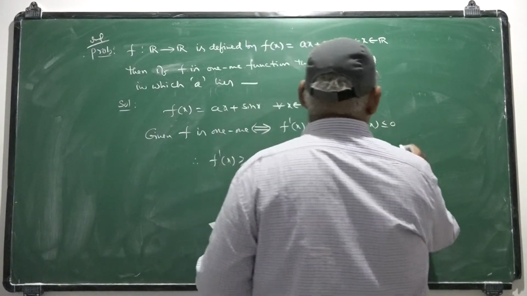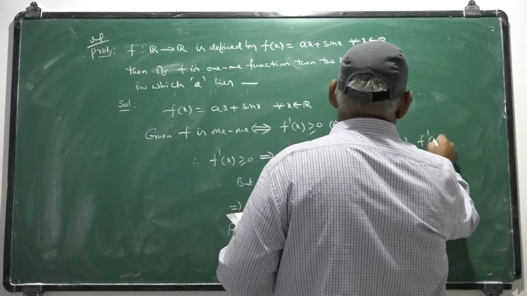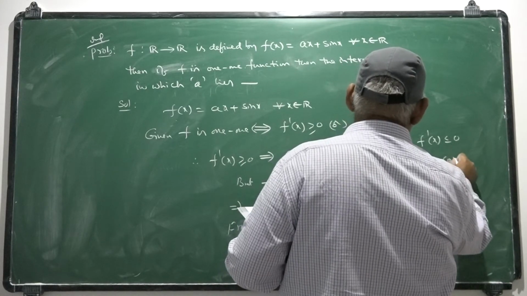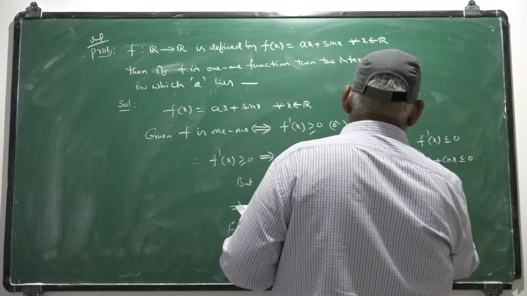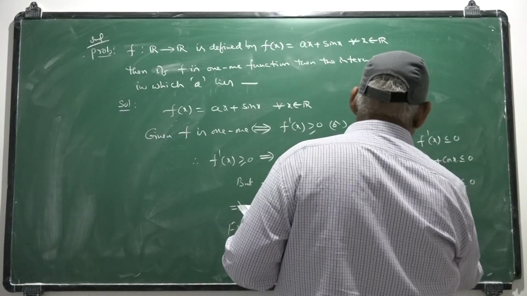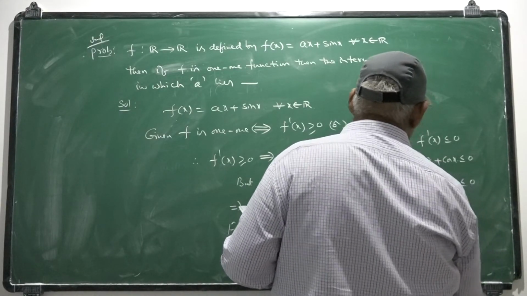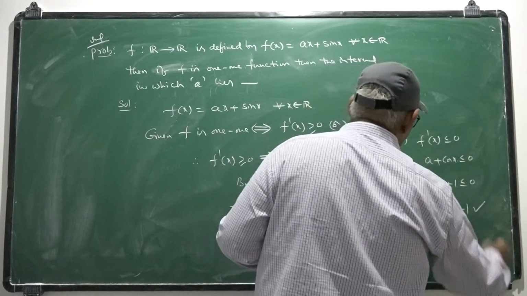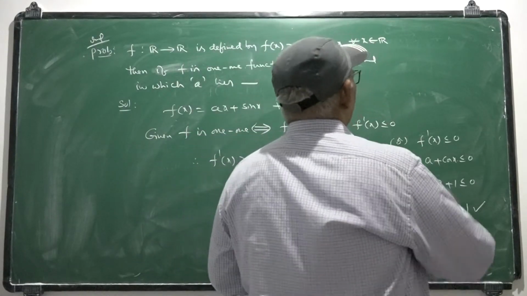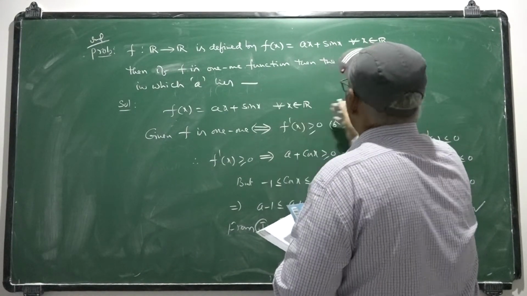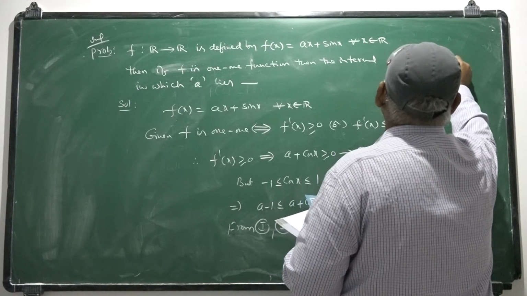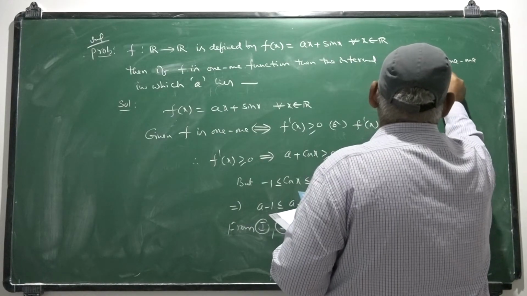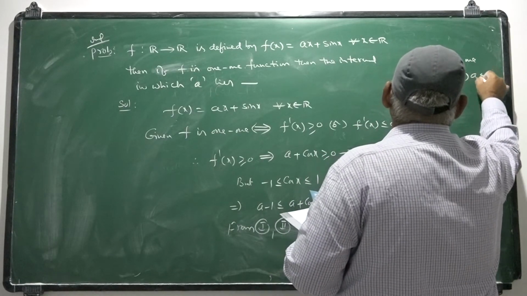In either case, f dash x is less than or equal to 0 implies a plus cos x is less than or equal to 0. So that gives us a plus 1 is less than or equal to 0, so a less than or equal to minus 1. So either this one follows or this one follows, and therefore in both the cases f is one-one. So a is greater than or equal to 1 or a is less than or equal to minus 1.